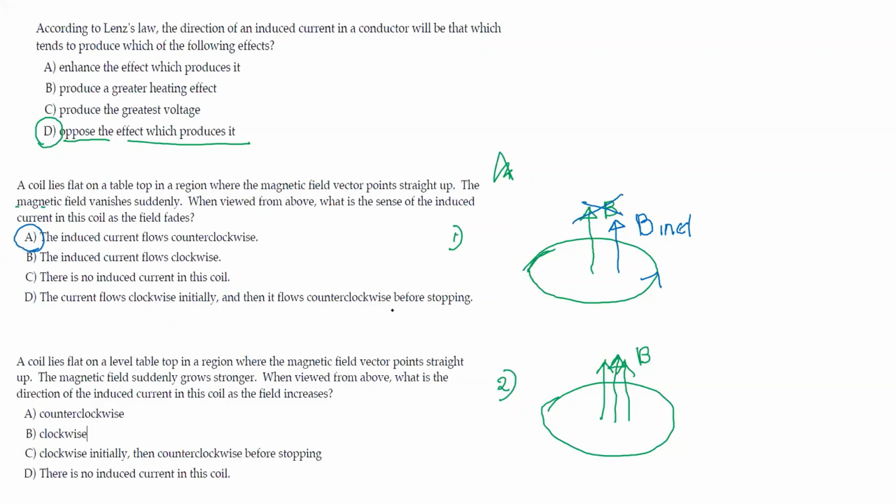For the second one, your B field keeps growing stronger and stronger in this direction. So it doesn't like change. It is going to create a B field to cancel that effect. It's going to stop it from growing. So this is the induced magnetic field. So what sort of a current will create that magnetic field? So this is the current that I got. So it is clockwise.